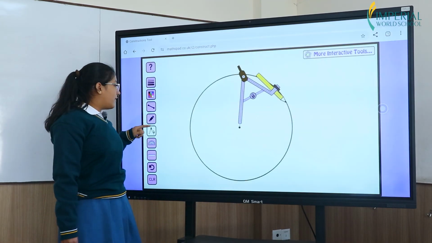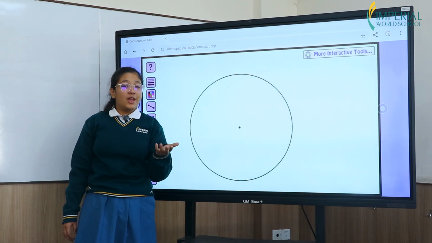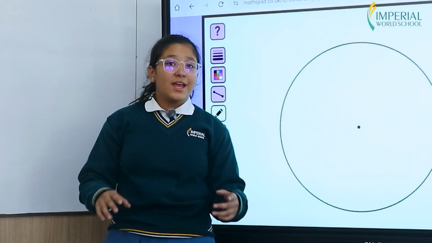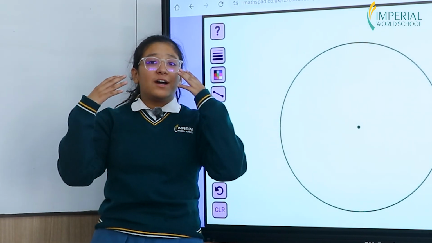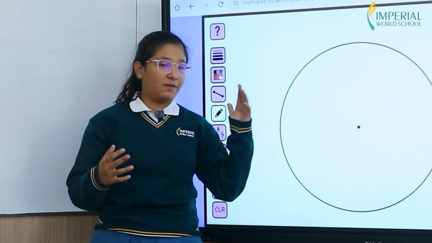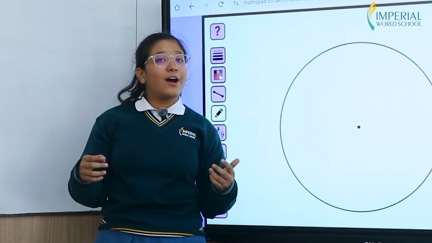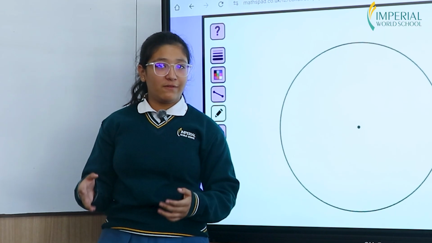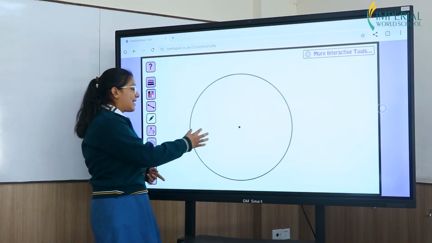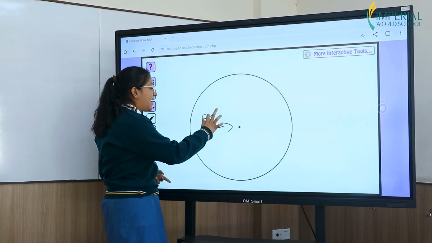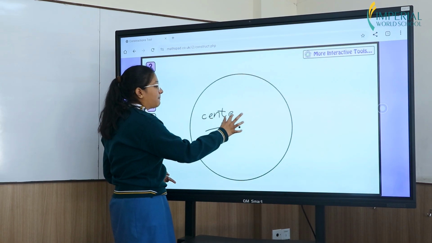Now, let's move on to the components of a circle. I will be talking about the 10 simplest components of the circle. The first and arguably the most simple component of all is the center. As the name suggests, it is the center and midpoint of the circle.